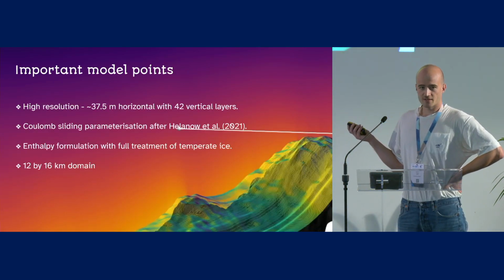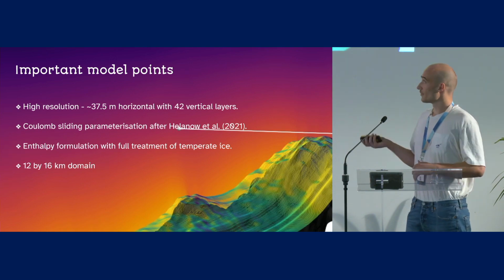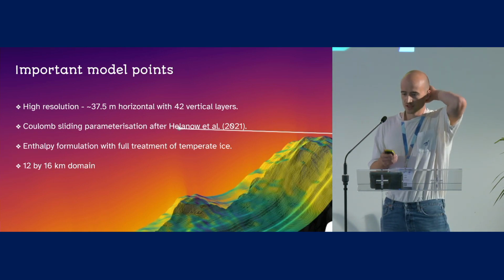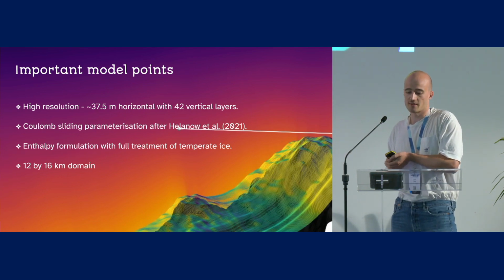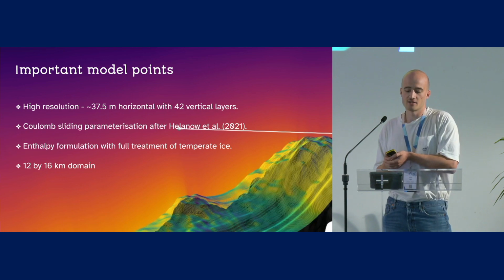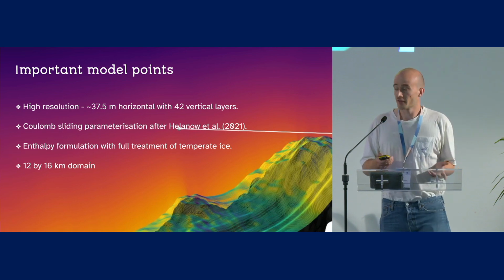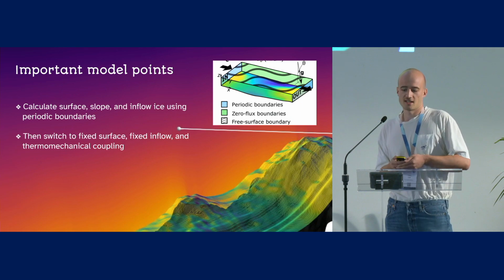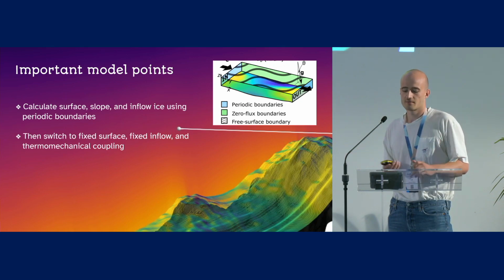Before location specifics, though, I'll highlight a couple of salient points about the model. 37.5 meter horizontal resolution, so quite high in that respect. Coulomb sliding, and an N=4 Glen's law formulation with full treatment of temperate ice and very high vertical resolution towards the bed. I direct you to my previous paper for full methodology, but essentially I look at a box and adjust the slope rather than the basal traction field to arrive at the average surface velocity of the region of interest.